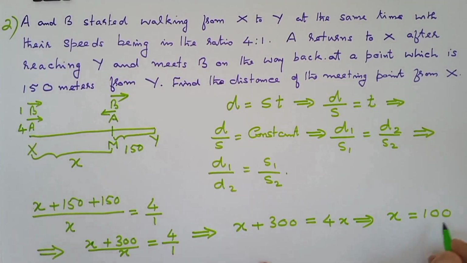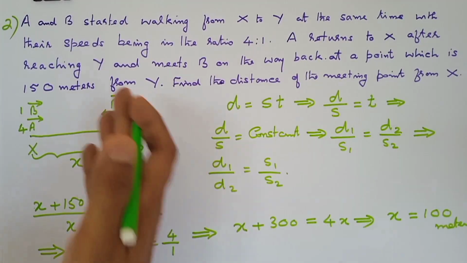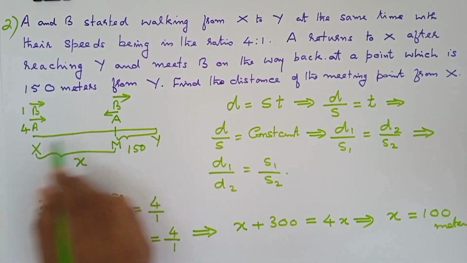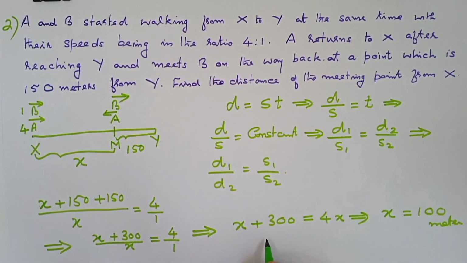100 what? Meters. And this is what we are asked to find out. See, x is what? The distance of the meeting point from x. So the final answer is 100 meters.